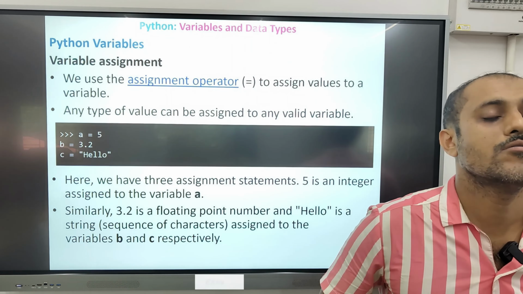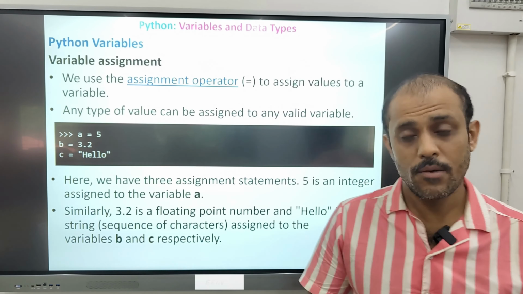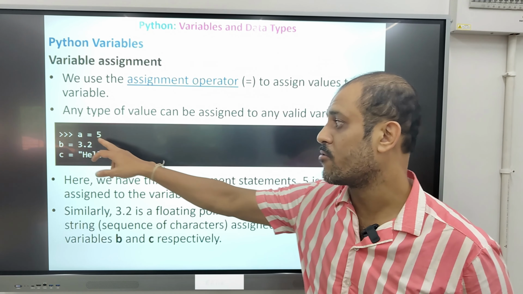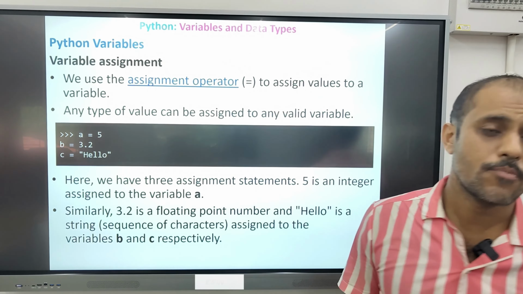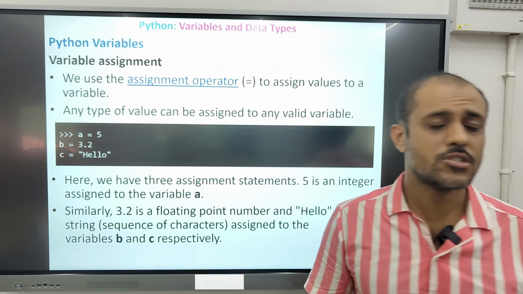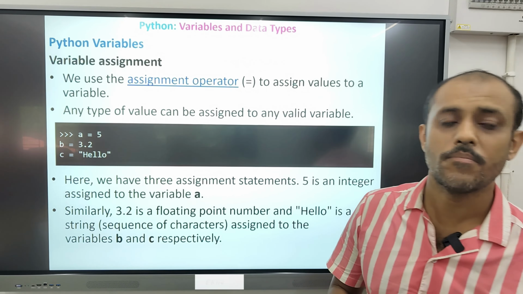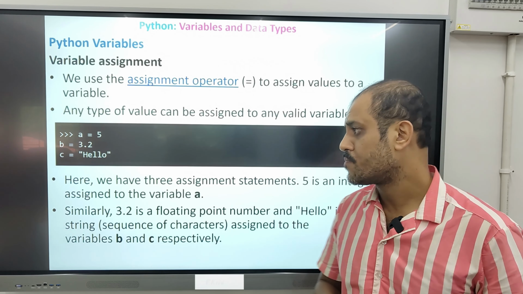Here I have shown you three kinds of values which are assigned to variables. This is a equal to 5, that means 5 is an integer here. B equal to 3.2. So 3.2 is a decimal point value, which is called a float value in Python or any programming language. Float means decimal point values. Even 3.0 will also be called a float value.